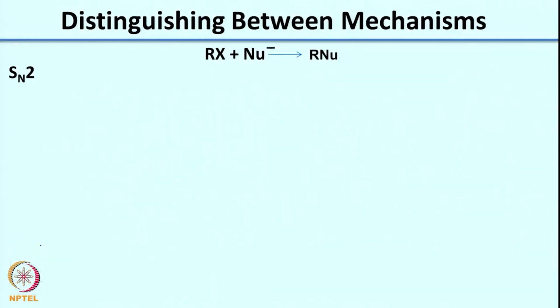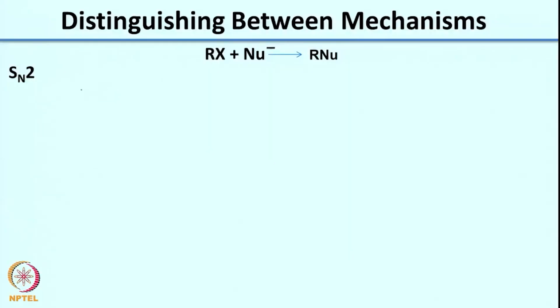So the SN2 mechanism, if you remember from the first week, is a bimolecular mechanism. So this is an elementary reaction, and what you have here in the mechanism is, we are not going to push arrows here, we are just going to simply write it.